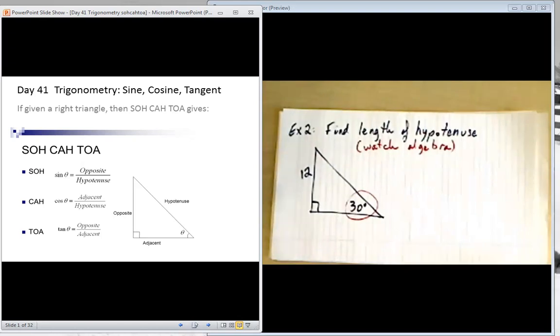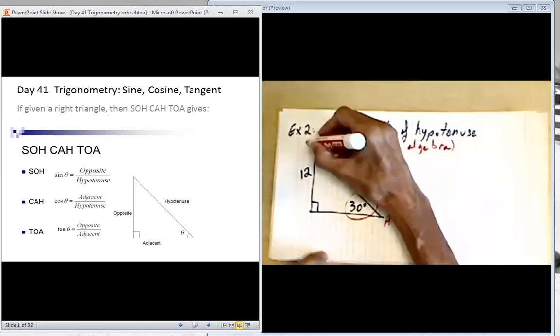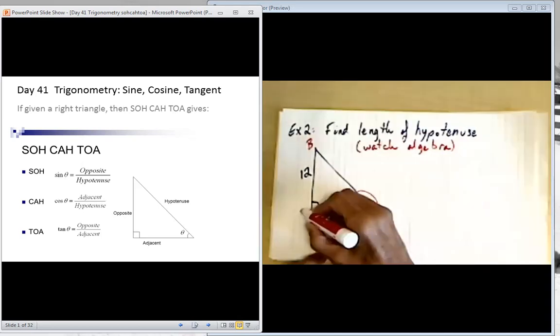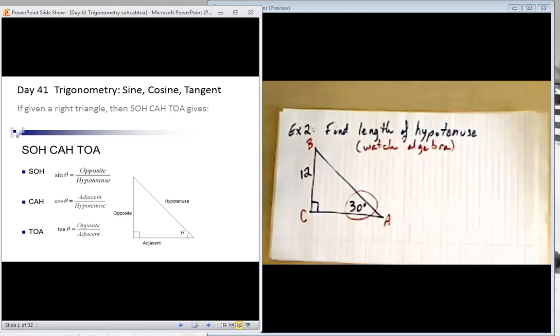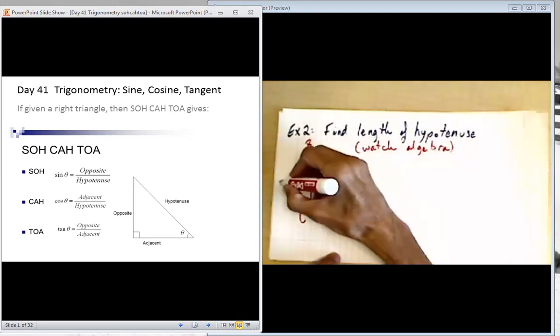A, B, C. Oh, you want the letters there? Yeah, okay, we can do that. We'll call that A, call that B, side C, or angle C there, big letters. So BC is opposite. Okay, BC is opposite.